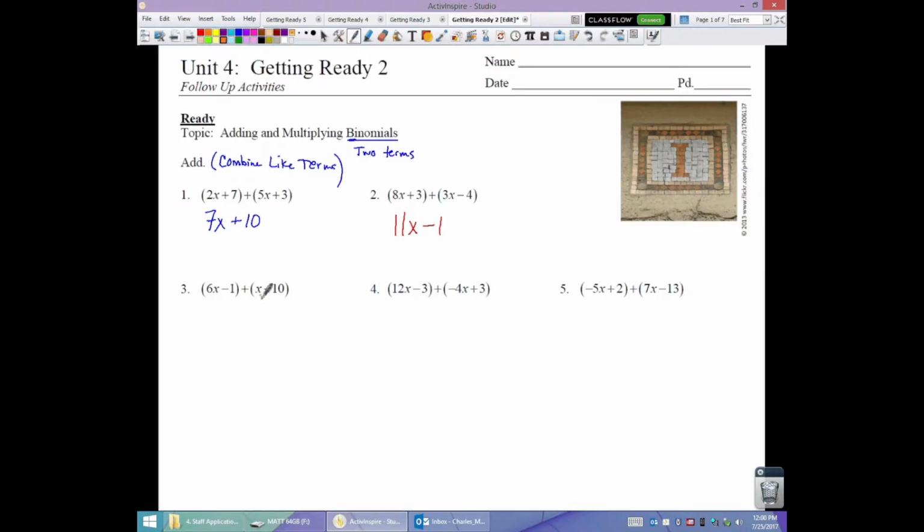6x, positive x makes 7x. Negative 1 and negative 10 is negative 11. 12x plus negative 4x is 8x. Negative 3 and positive 3 is 0. So there is no constant term. We have just 8x. And number 5 here, negative 5x plus 7x, 2x. 2 and negative 13, negative 11.